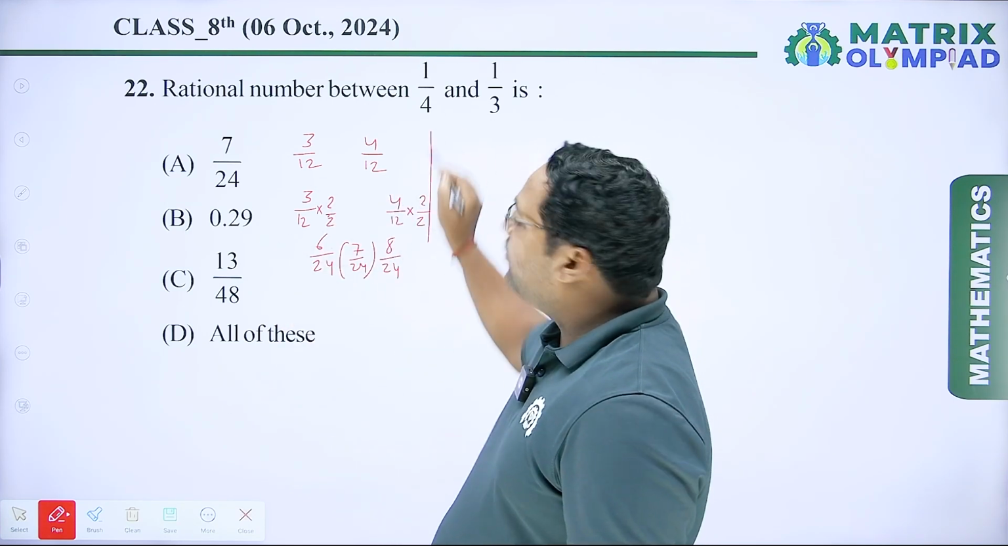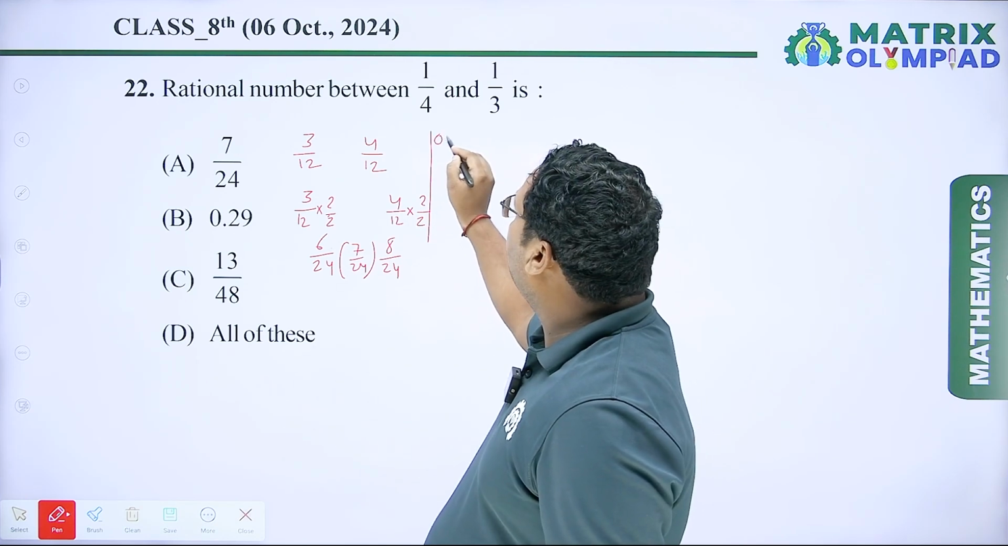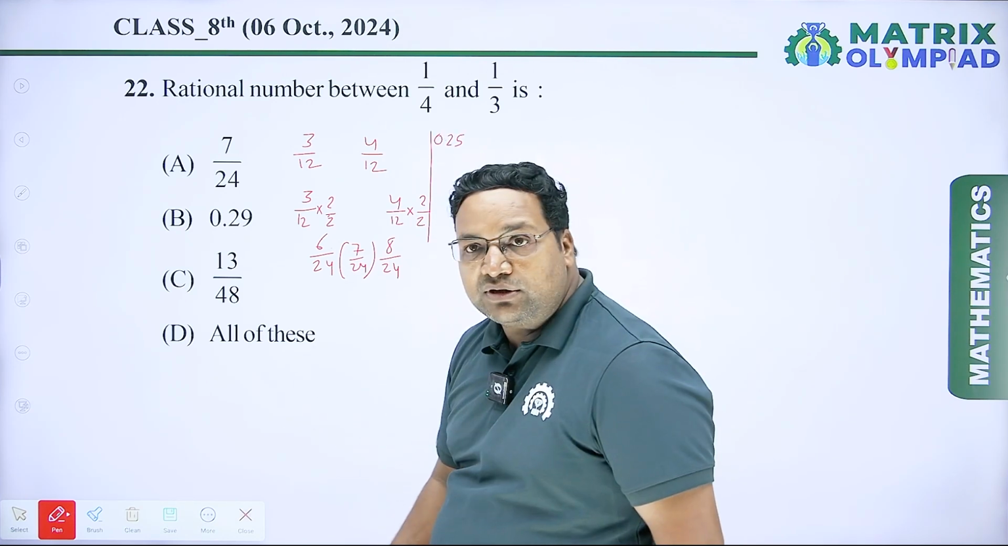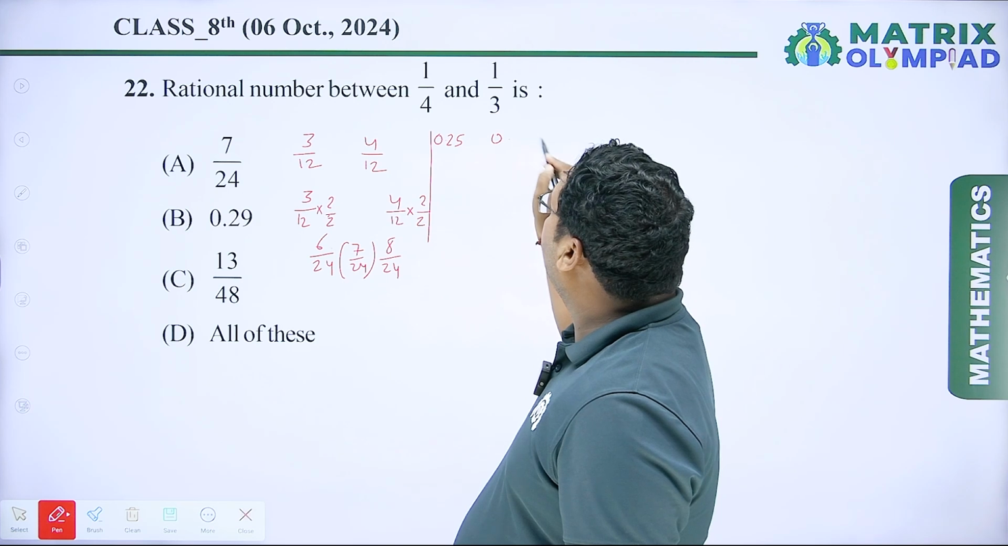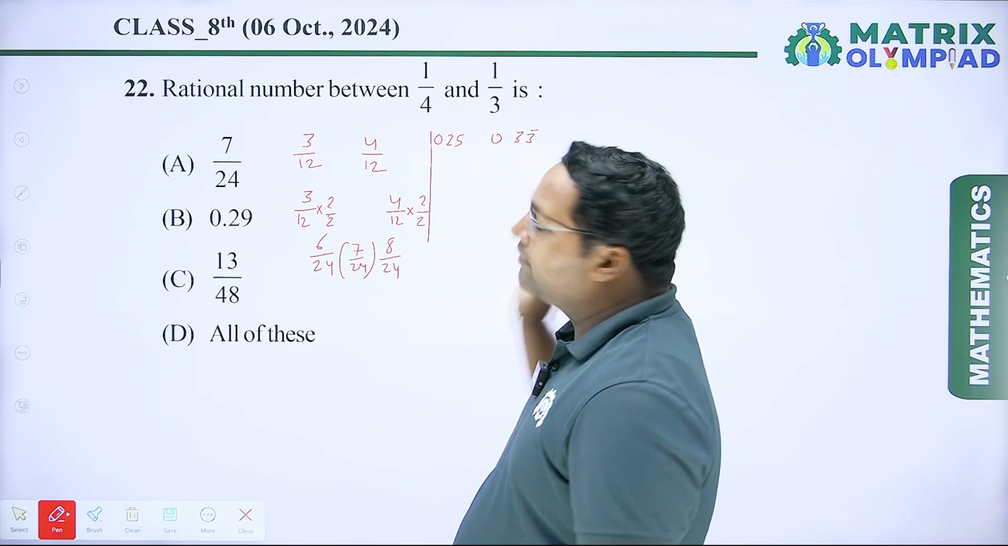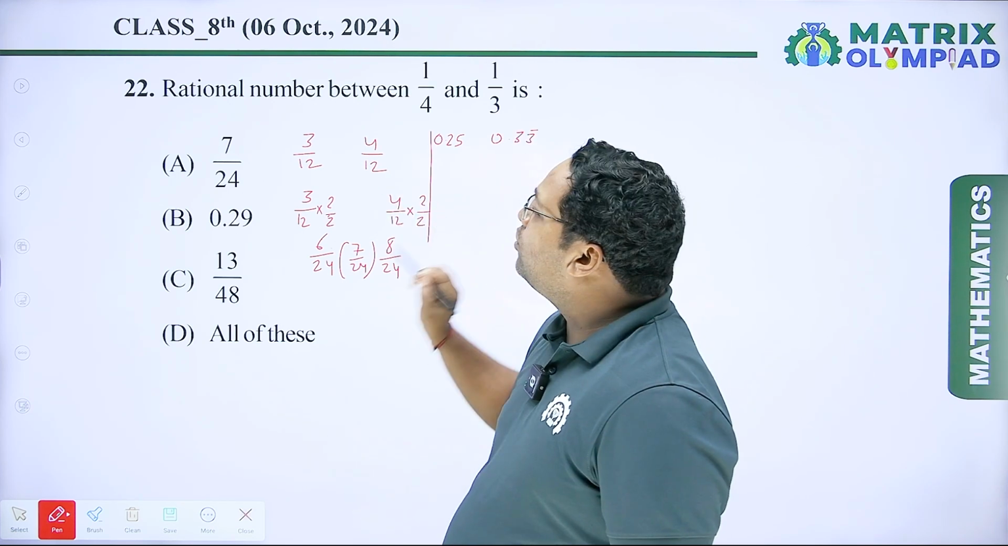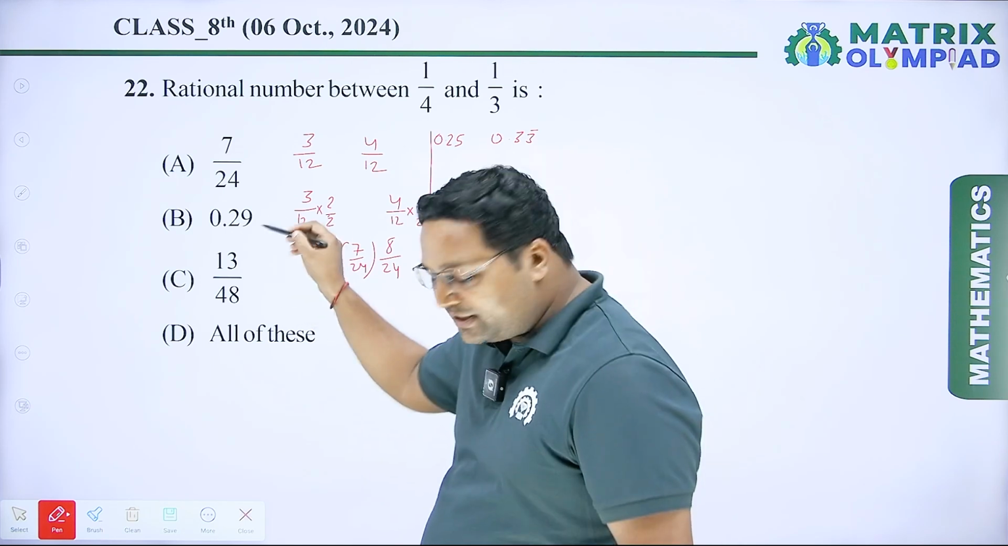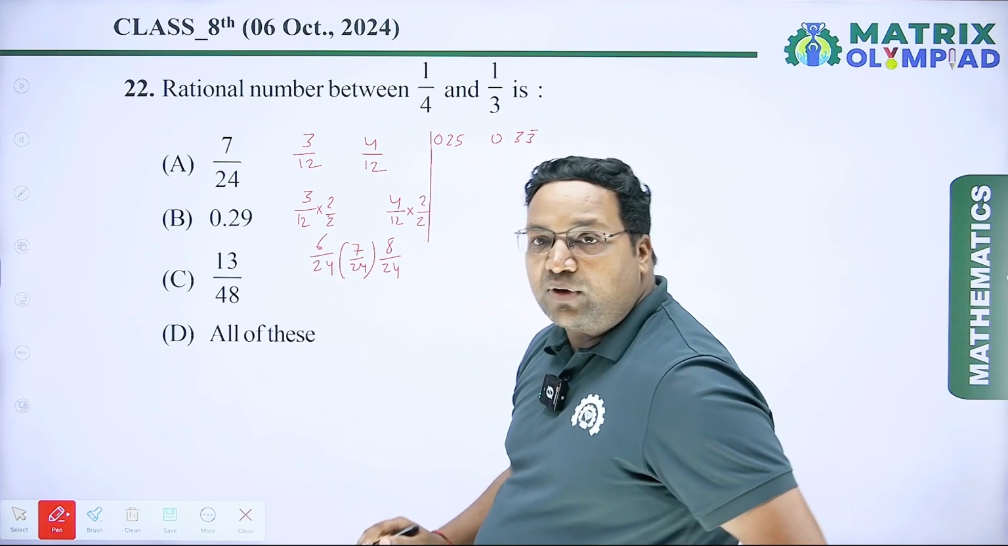Next we have to check option B, 0.29. So we know 1 upon 4 is 0.25 and 1 upon 3 is 0.33 bar. And 0.29 exists between these two numbers. It is also true.